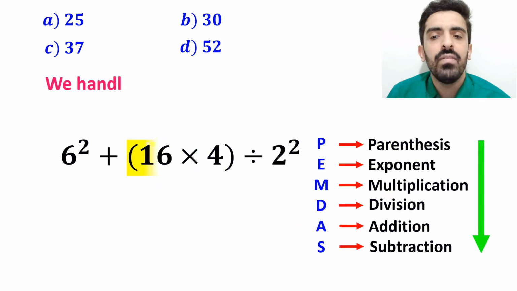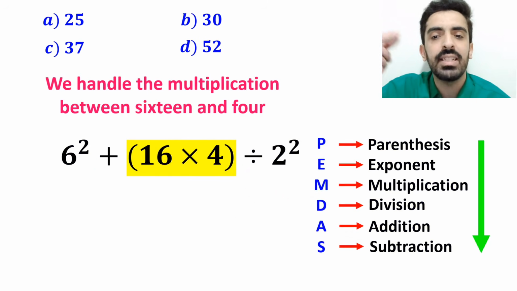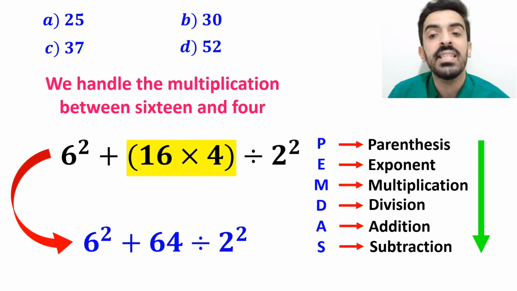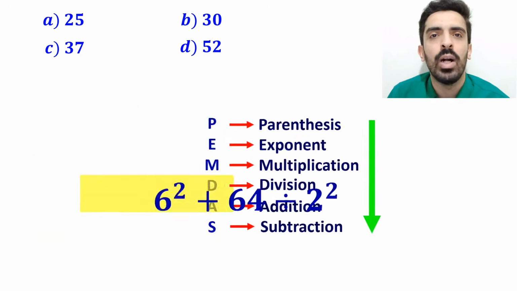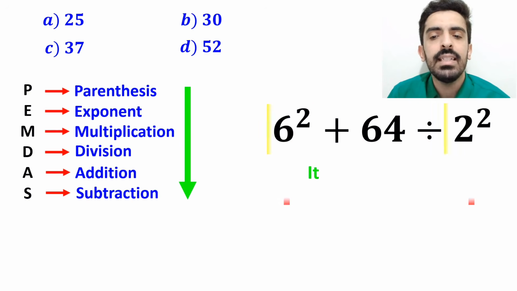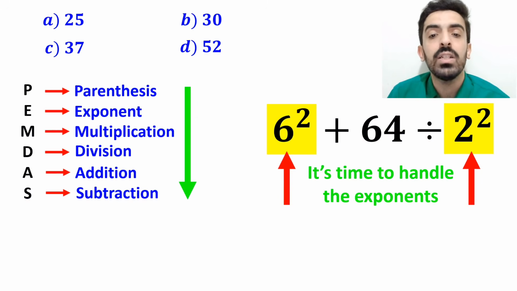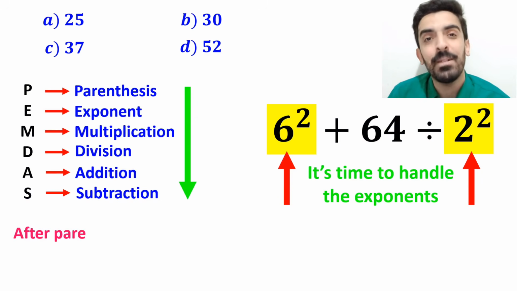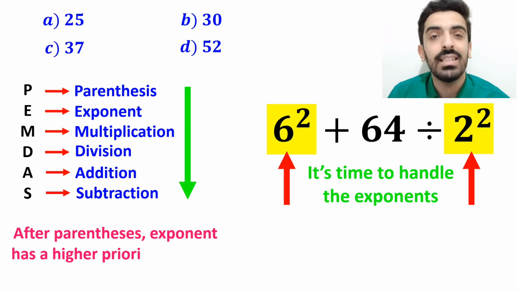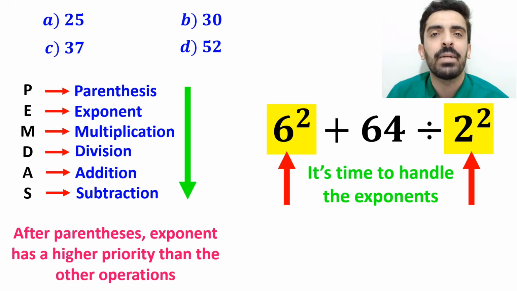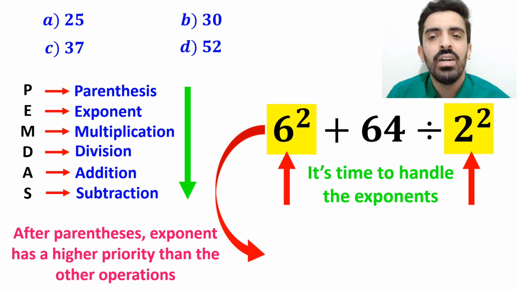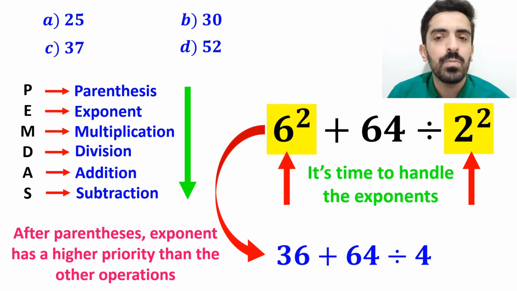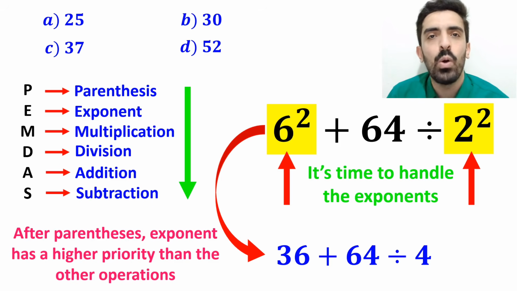And the next step, we handle the multiplication between 16 and 4, and this expression simplifies to 6 squared plus 64 divided by 2 squared. Next, it's time to handle the exponents, because according to the PEMDAS rule, after parentheses, exponent has a higher priority than the other operations. So, we can write this expression as 36 plus 64 divided by 4.